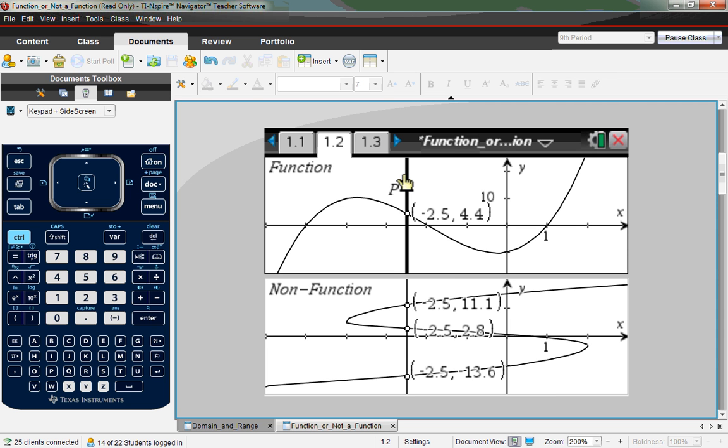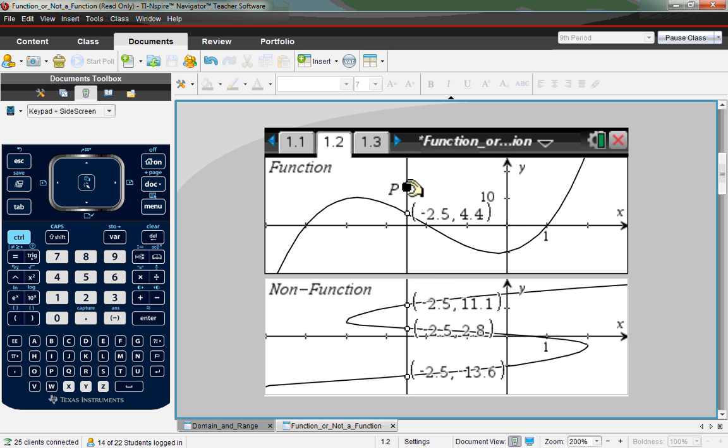If you have a vertical line and you draw it down any function graph, how many times will it cross it? Once. If you draw a vertical line down any non-function graph, how many times is it going to cross? Probably more than 1 time. At least more than 1 time, because that's what makes it a non-function. Do we understand that? Okay?